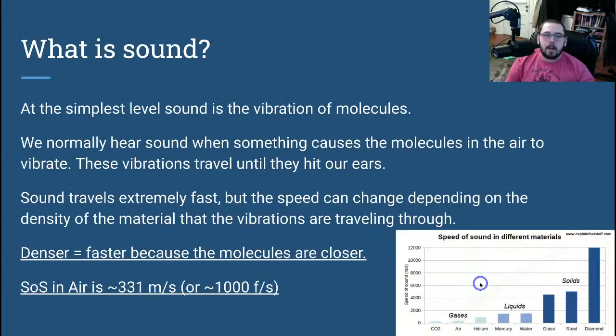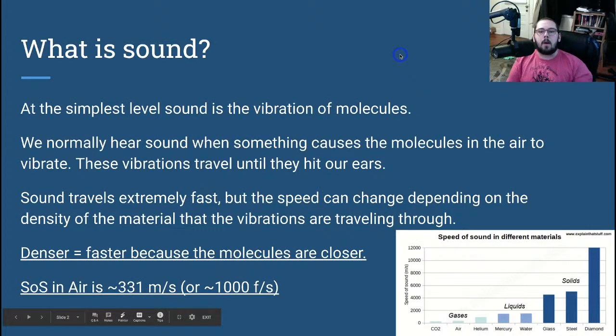Moving forward, so what is sound? It's the main theme of the presentation, and essentially at the simplest level, sound is the vibration of molecules.